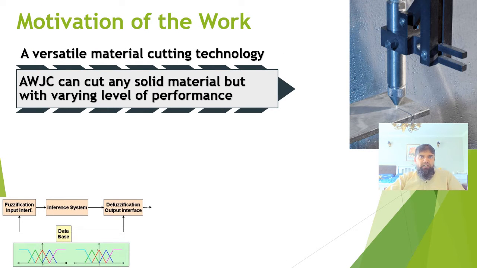Motivation of the work. Abrasive water jet cutting is a highly versatile cutting technology that can cut any solid material with plate thickness as much as 150 millimeter. The process performance depends upon the type of the material being cut. Thus, its optimization with respect to the work material is extremely important.